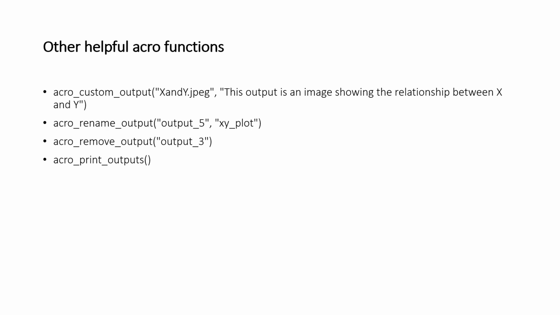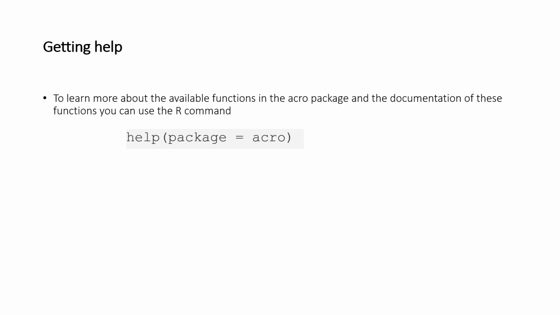that was not produced using ACRO to the ACRO object. If you did this, then when you call finalize, this output will be added to the output folder. Another function is the rename function, which can be used to rename an output to maybe a more descriptive name. You can also delete a disclosive output using remove_output, and you can display all the outputs to the screen using print_outputs.